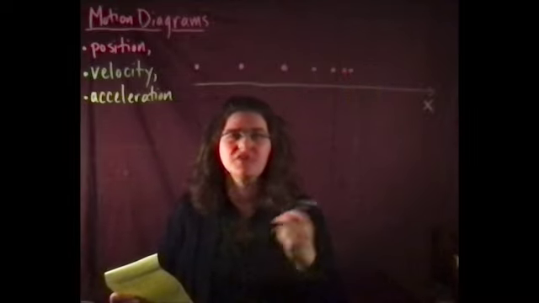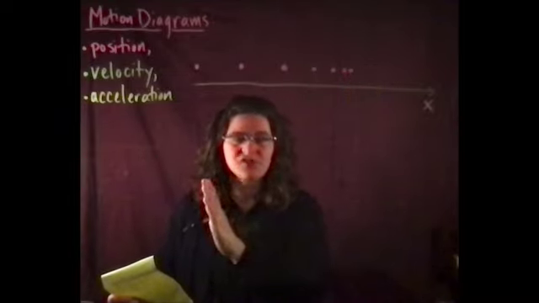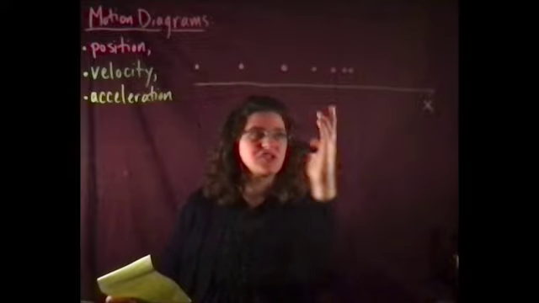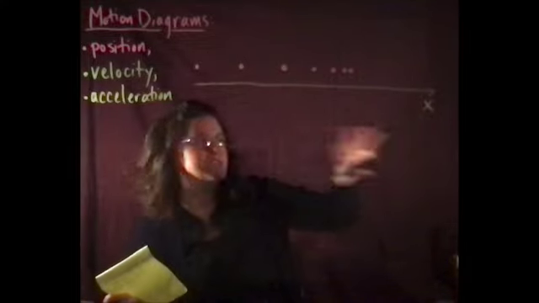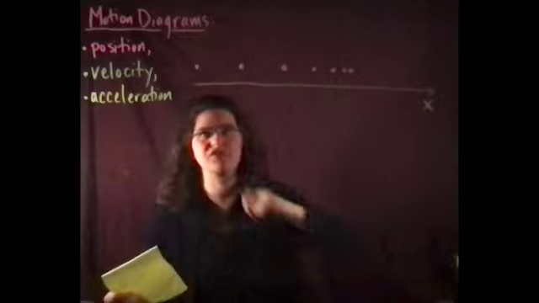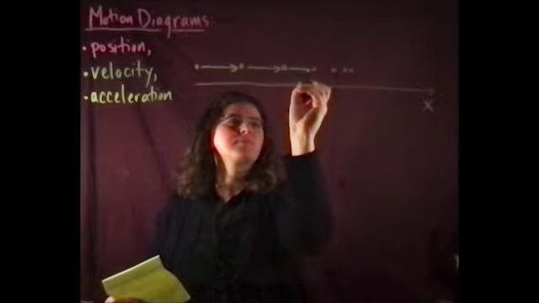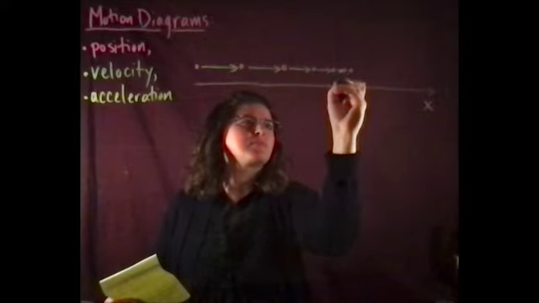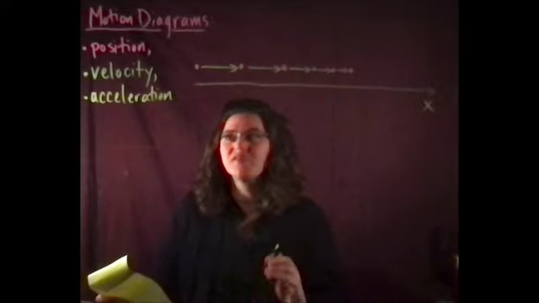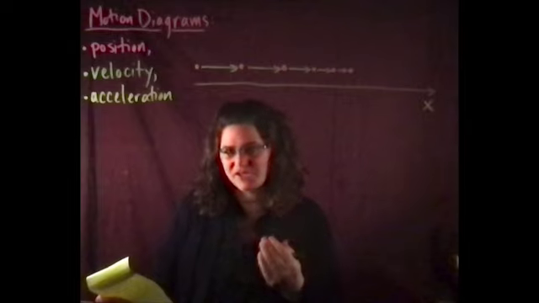Okay, let's add our velocity vectors. The velocity vectors link the position dots. Here's my positive x-axis. Everything's going in the positive x direction. And finally, I want to add the acceleration vectors.